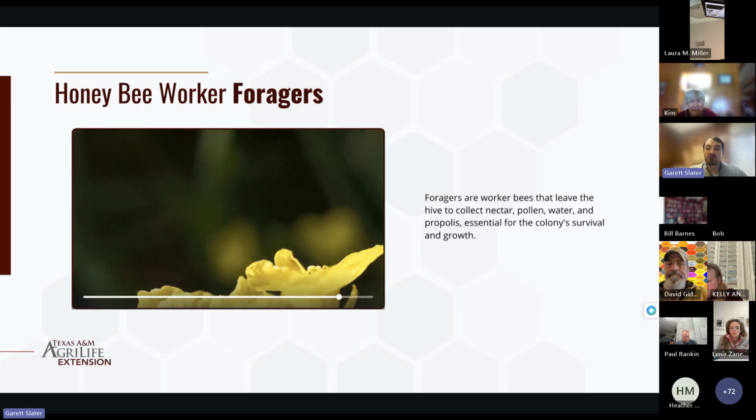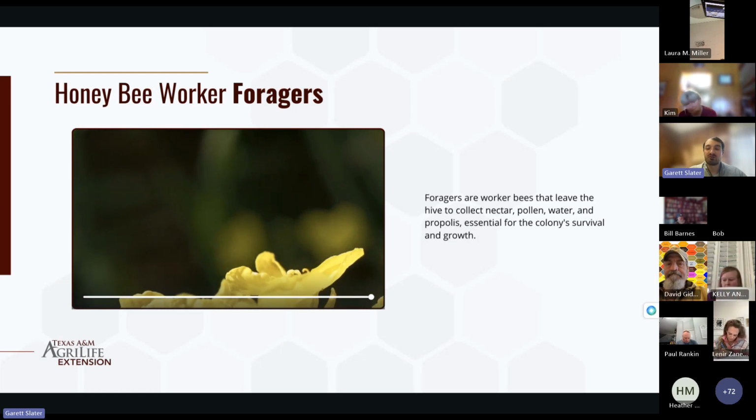Now, some foragers' only role is to collect pollen, and so they're the ones actively going out and collecting pollen. Some foragers' only role is to collect water, and some collect resin to convert into propolis. There are a lot of different foragers, but primarily they're collecting the pollen and nectar that's needed for colony growth, brood development, and survival.